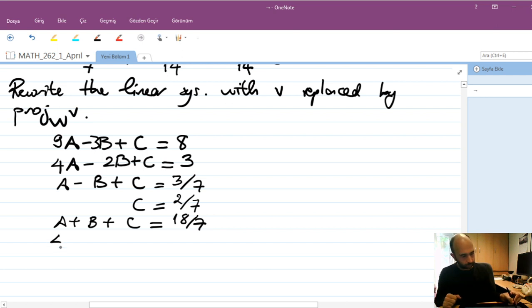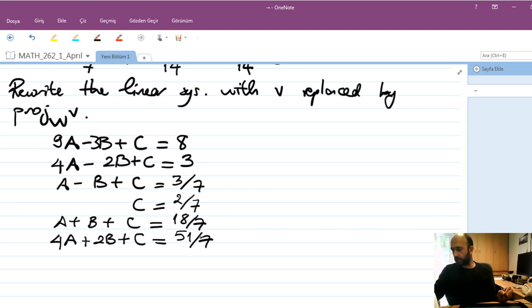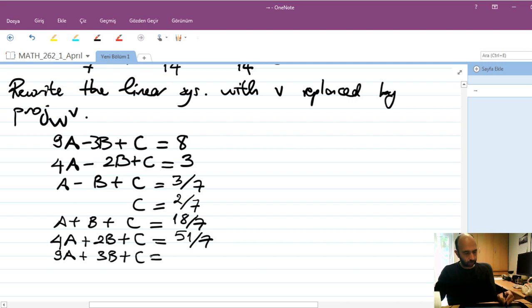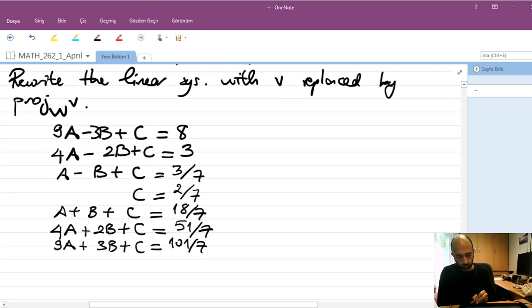So 4A plus 2B plus C is 51/7. In the original system again, this number used to be 6. 51/7 is greater than 6. It's close, but not really. Okay, 9A plus 3B plus C is 101/7. Again, the original value was 15. That would make 105, but it's 101. It's quite close, but not exactly the same.